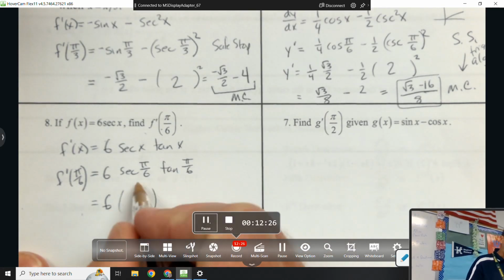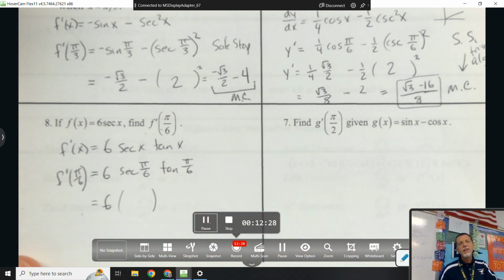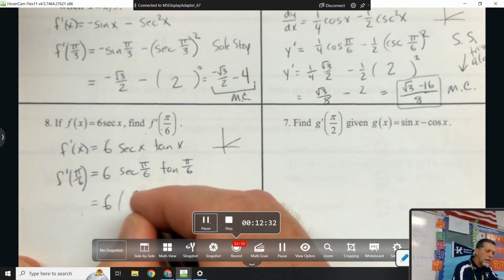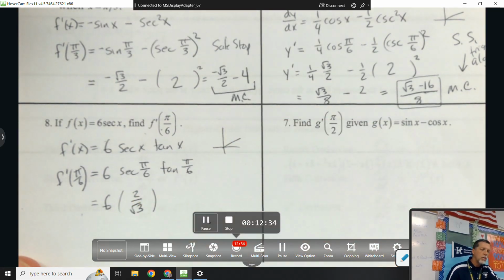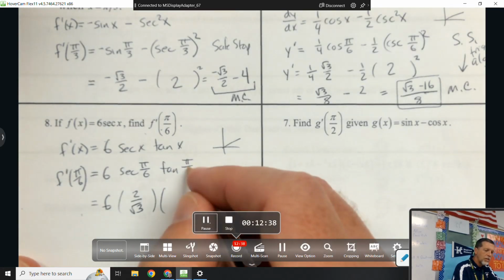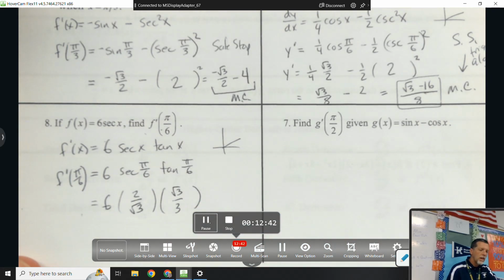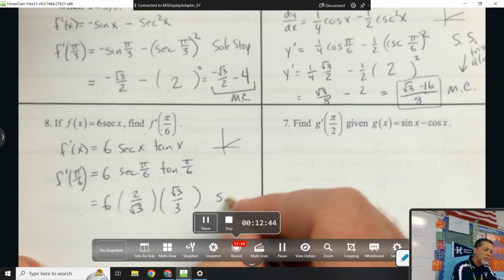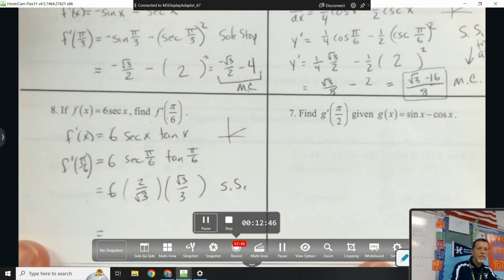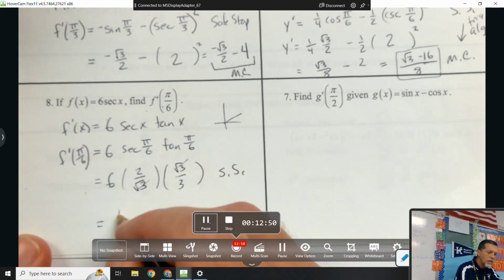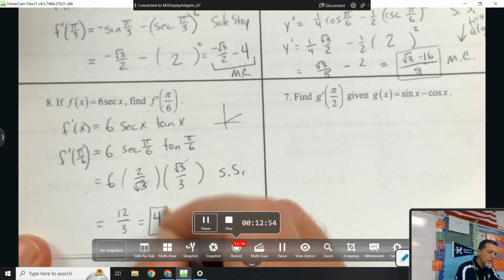All right, secant goes with cosine. Cosine is the long side, so that would be 2 over root 3 when I flip it. Tangent, 3 rule, root 3 over 3. And I mean, that's a safe stop, but it's also got an easy fix here. The root 3's cancel, and then 12 divided by 3 is 4. So all that to get a nice little answer.